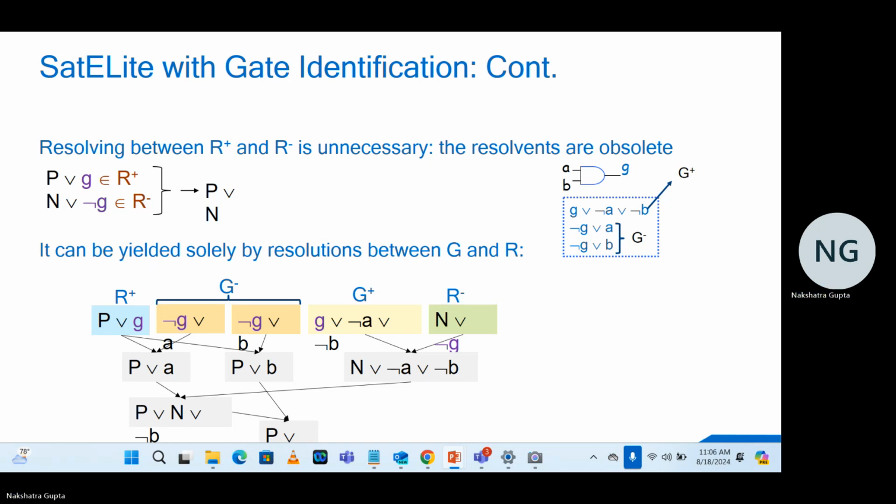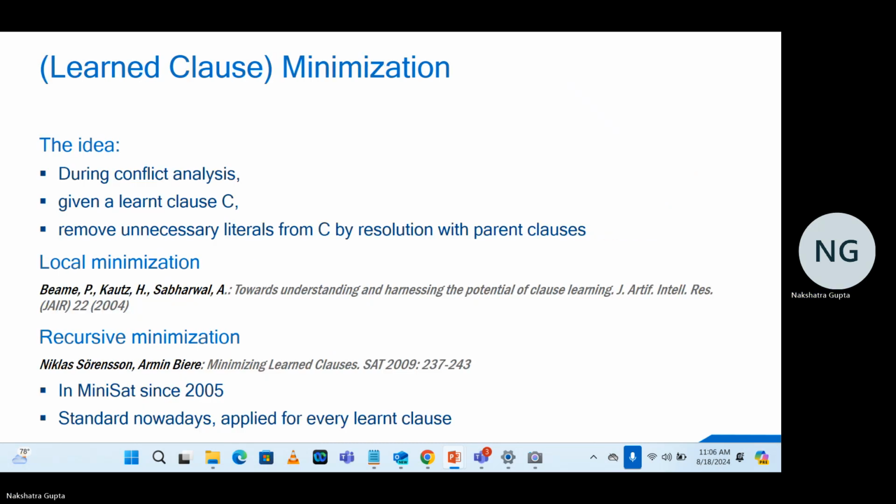So, all right. So now we are getting to non-closed minimization. This is the last technique for me, which I will present. So the idea is during conflict analysis, after we derive the conflict clause, you can further minimize it by resolution with the parent clause of the literals in that clause. There are two flavors: local minimization, which is cheaper, and recursive minimization, which is stronger. And now this is standard.